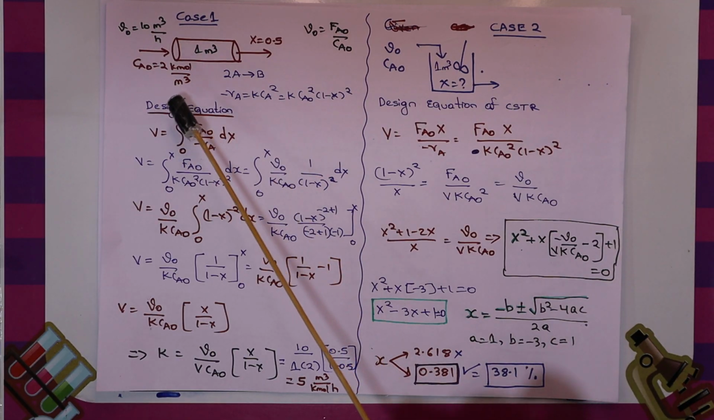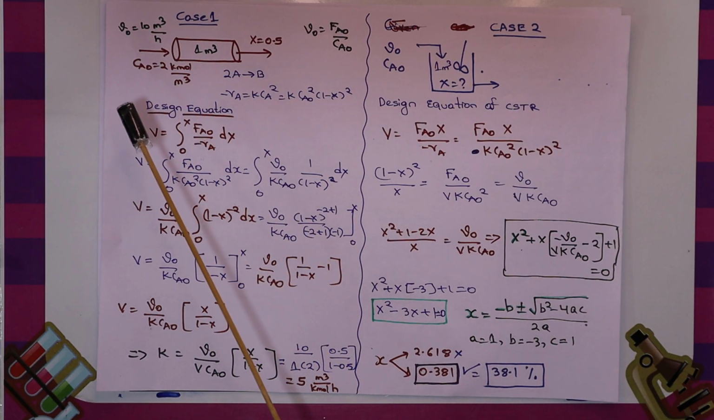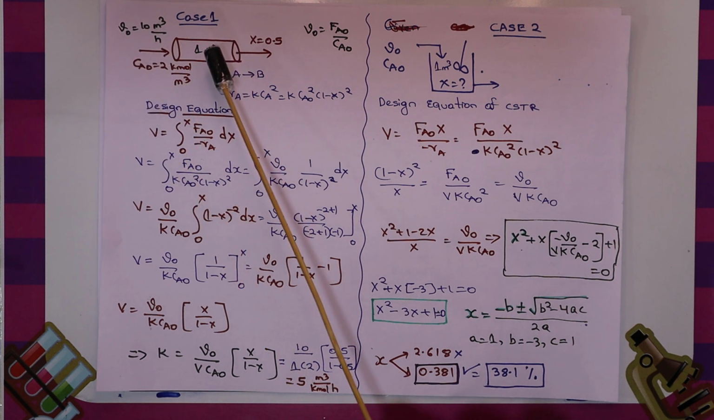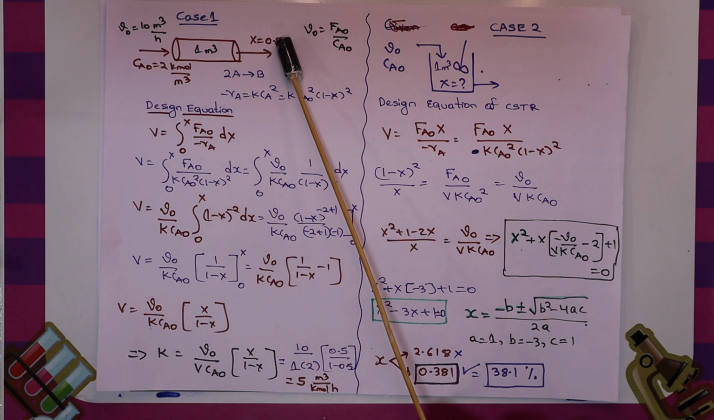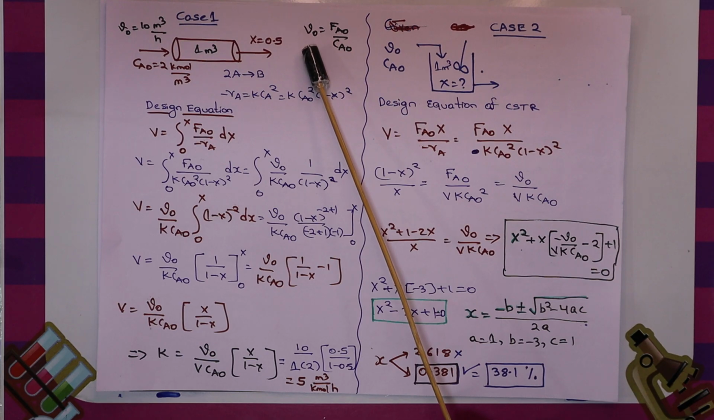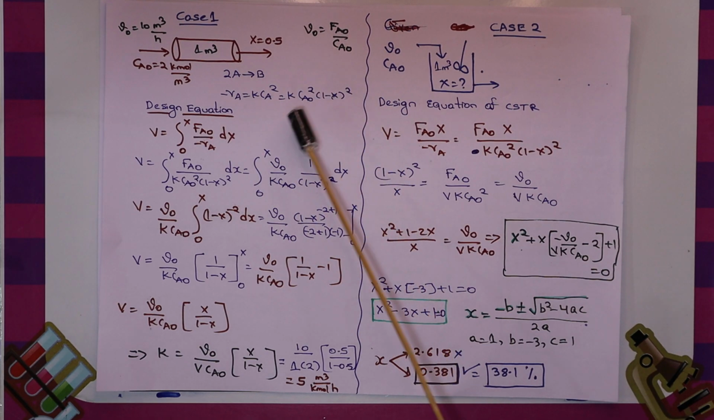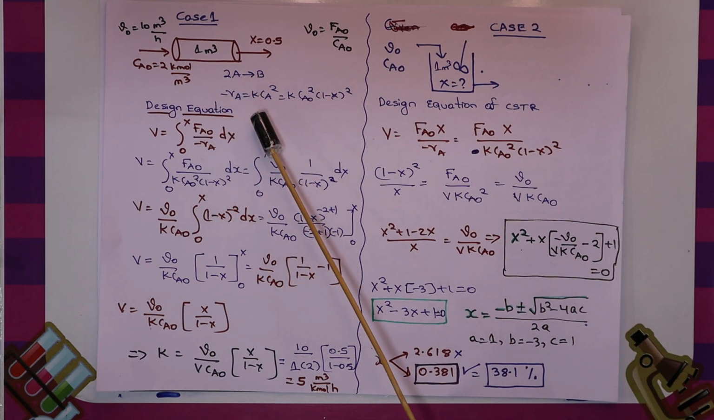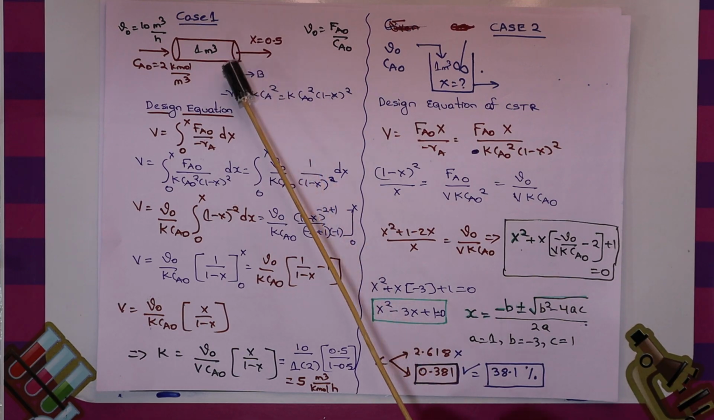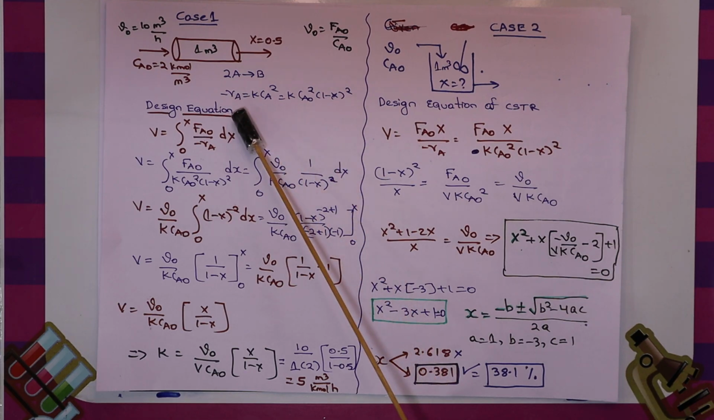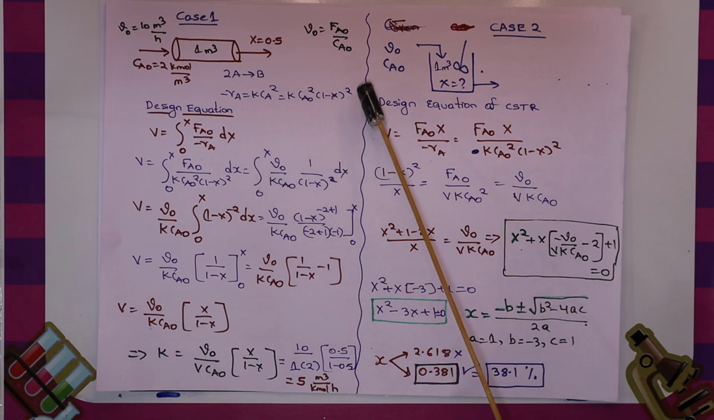Case 1 is only a PFR. The initial volumetric flow rate, concentration and the volume of the reactor are given, and the conversion is 50%. The volumetric flow rate is molar flow rate divided by concentration. Given 2A gives rise to B, it is a second order reaction. Minus RA equals k CA squared because it is a liquid reaction. CA equals CA0 into (1 minus X). So minus RA equals k CA0 squared into (1 minus X) whole squared.